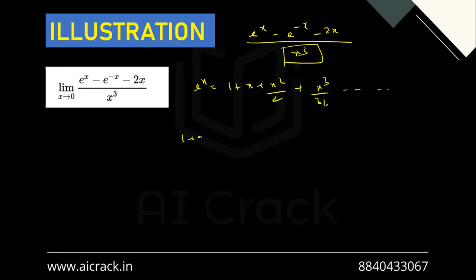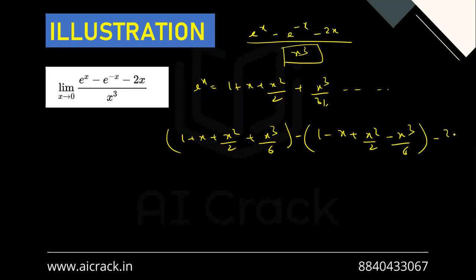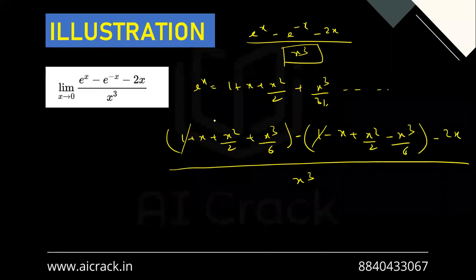So that will give me 1 plus x square by 2 plus x cube by 6, only this much. Minus 1 minus x plus x square by 2 minus x cube by 6 and minus 2x, divided by x cube. Now you can clearly see that this constant term got cancelled because we cannot have a constant term in the numerator, otherwise the limit won't exist. Similarly, this and this got cancelled.